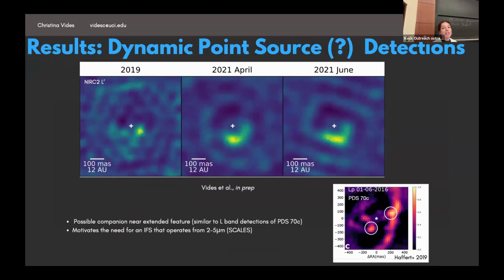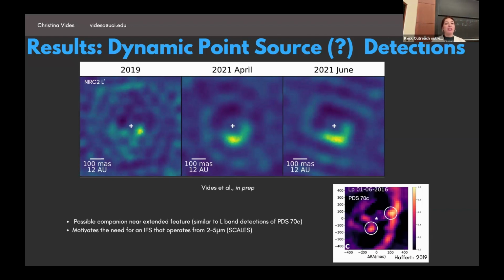We've also identified disk features and a dynamic point source in this survey. We observed this companion in 2019, and this point source, or possible companion, is located about 10 AU from the host star. We followed it up again in 2021, and we found position angle evolution over time, but this object does become more extended. This could be a possible companion near an extended feature, which is similar to the PDS 70 C observation.